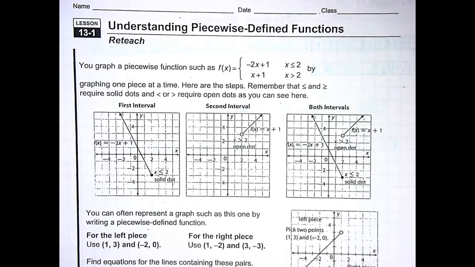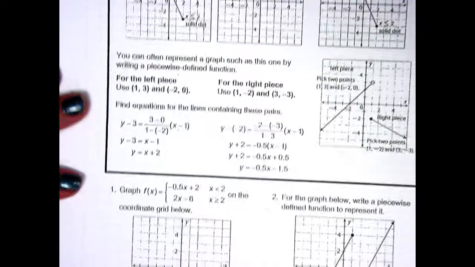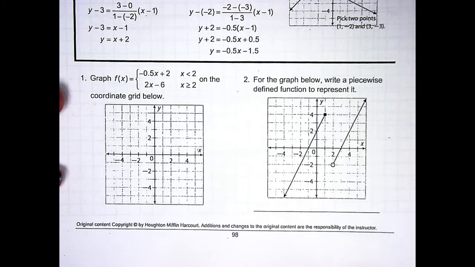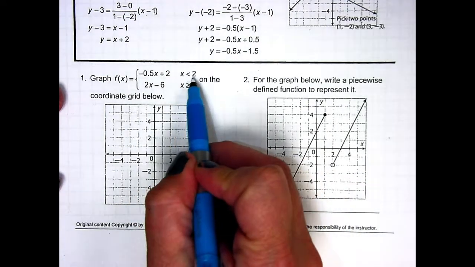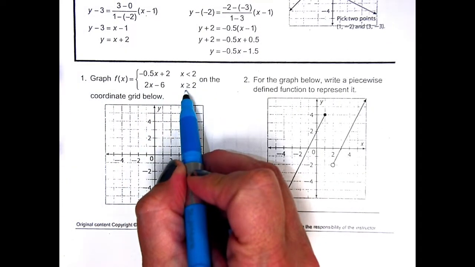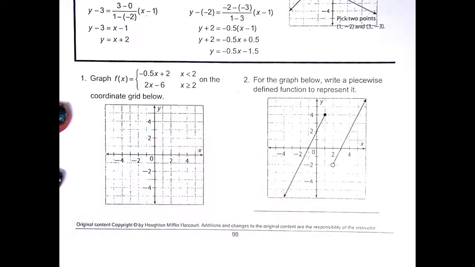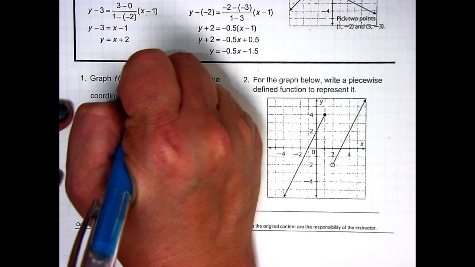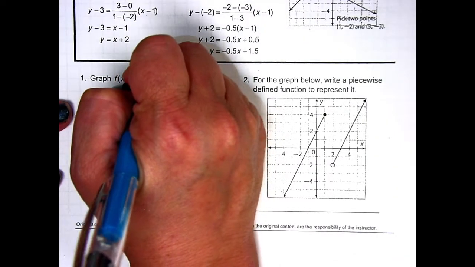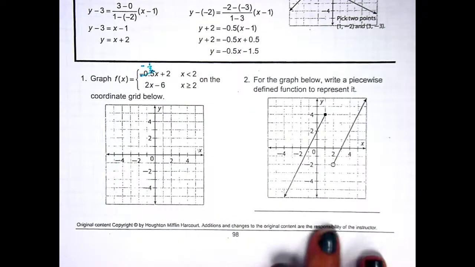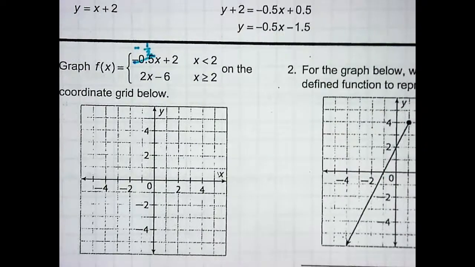So today you're going to have to be able to graph them and also write the functions. On number 1 it says graph f of x equals negative 0.5x plus 2 if x is less than 2, and 2x minus 6 if x is greater than or equal to 2 on the coordinate grid below. The first thing I'm going to do is change negative 0.5 to negative 1/2, because it's easier to graph a fraction than a decimal.